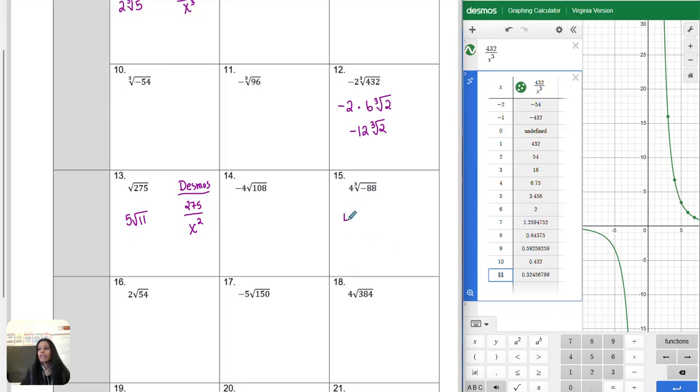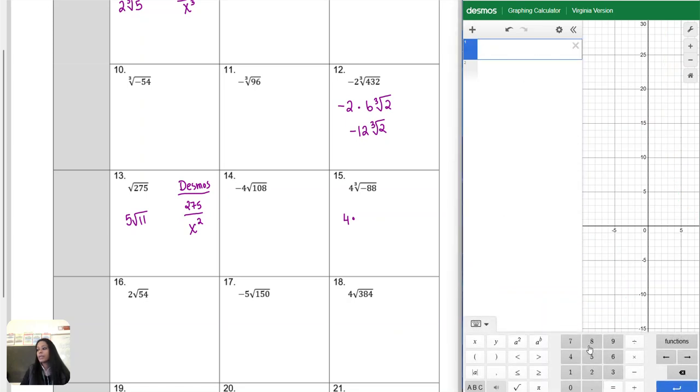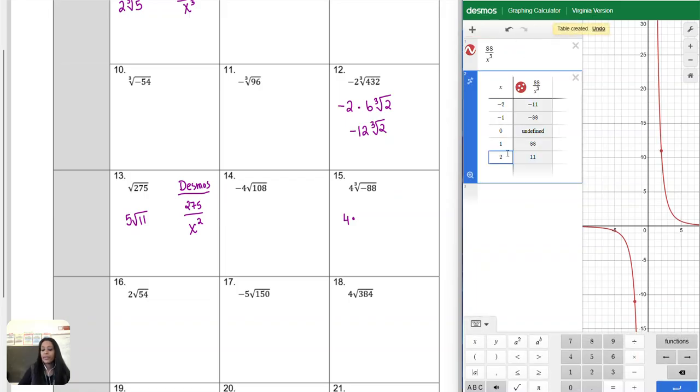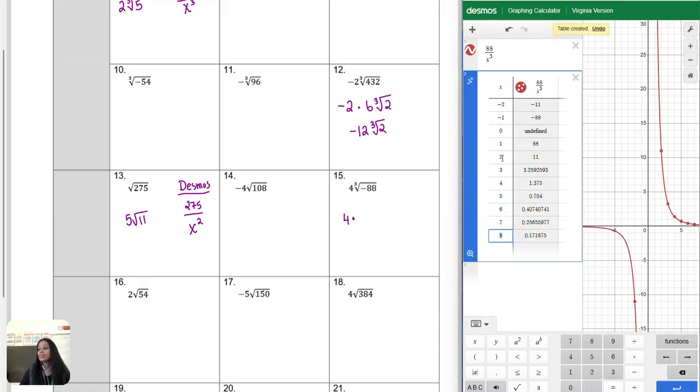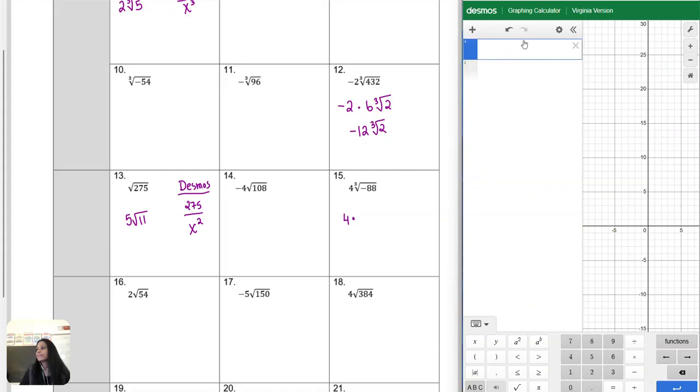All right, number 15, we're going to do 4 cube root of negative 18. So you have 4 times, I don't want to confuse you, but you have to be careful here. So you have 88 divided by x to the power of 3, and then to that, 2 square root of 11. Now, oh, I forgot to put the negative. My bad. Negative 88 divided by x cubed.